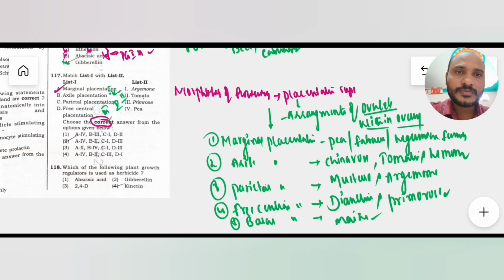So the order is 4, 2, 1, 3. The right answer is the second option for this MCQ.